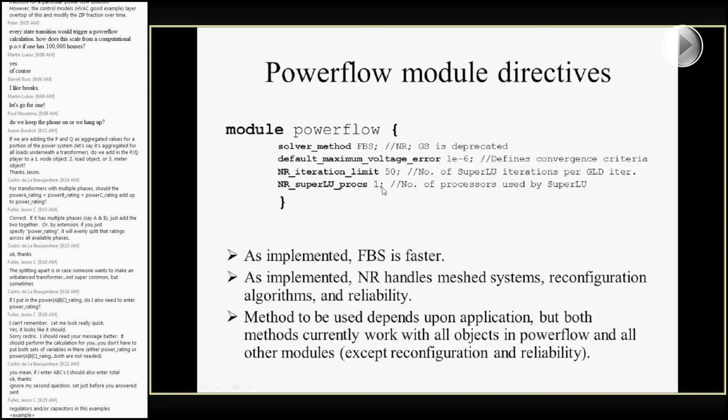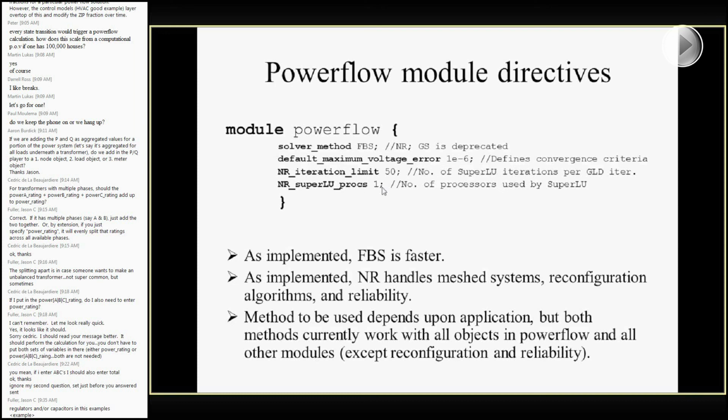The NR Super LU procs is the number of processors that Super LU supports. It does theoretically support multi-threading. I have never seen very good results come out of that, but you can conceivably tell Super LU that you want to use 2 or 3 processors and it will invert your matrices a little faster. As I mentioned, it's kind of mixed results on there just because I think the particular matrices we're feeding into it don't implement in a parallel fashion very well.